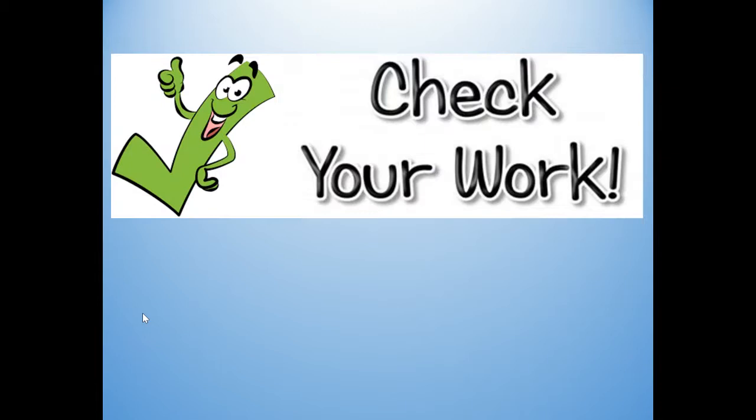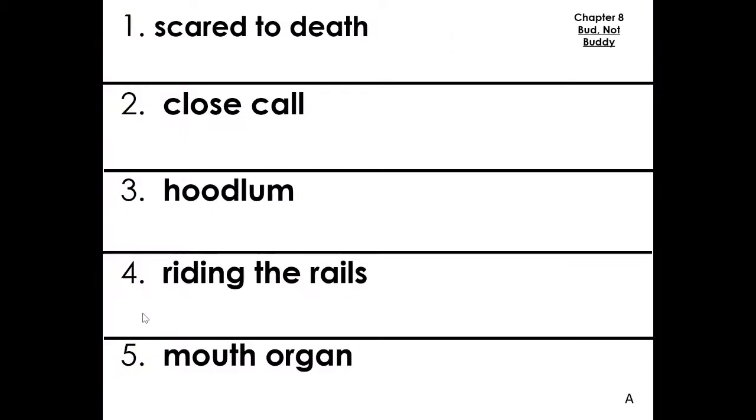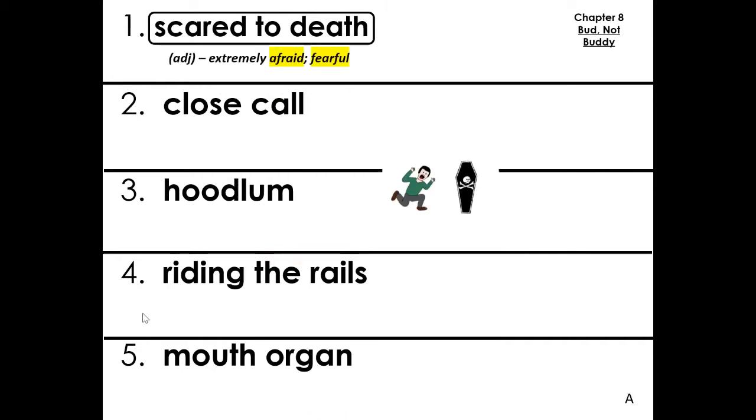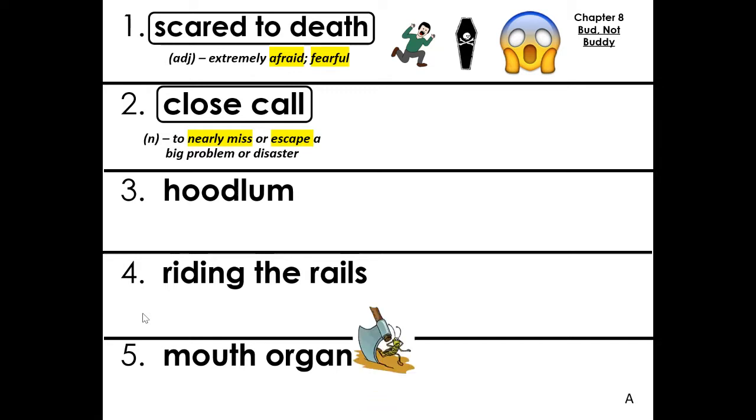And now it's time to check your work for chapter 8, words 1 to 5. Number 1, scared to death. Extremely afraid, fearful. Number 2, close call. To nearly miss or escape a big problem or disaster. And notice I highlighted a synonym in yellow. So scared to death, you could write afraid or fearful. Close call, you could write escape or nearly miss.